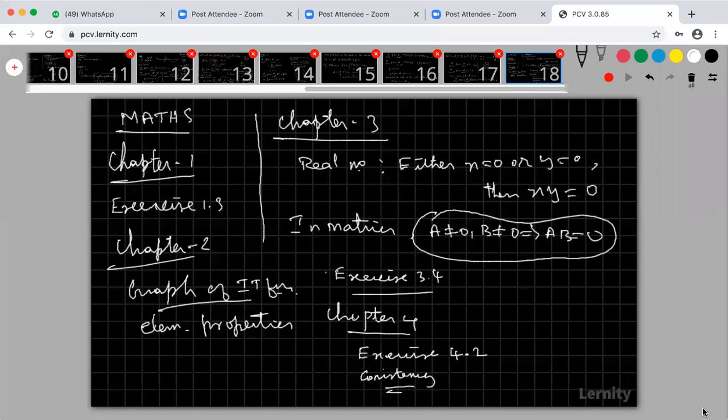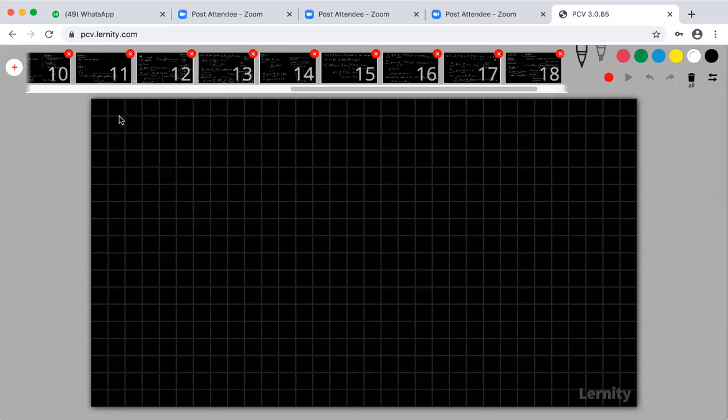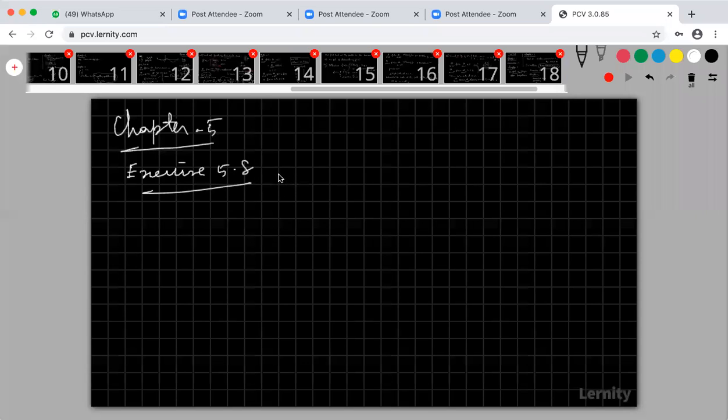Right. Now come to chapter number 5. In chapter 5, exercise 5.8 is totally deleted. All other exercises are compulsory, only exercise 5.8 is deleted.